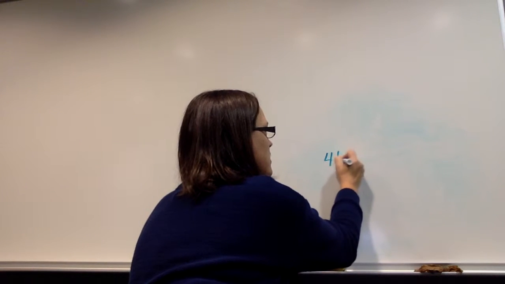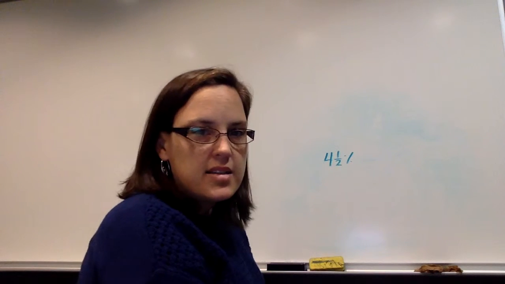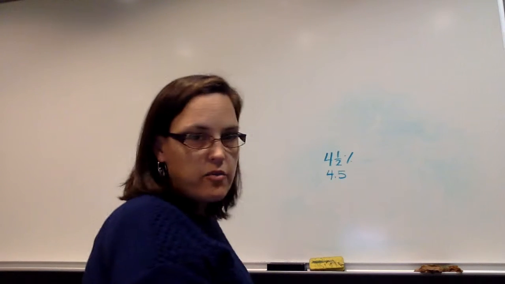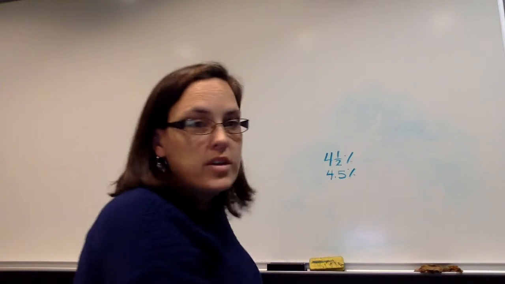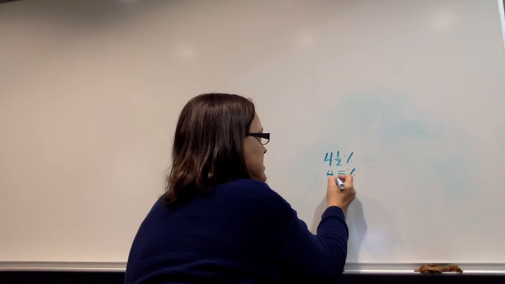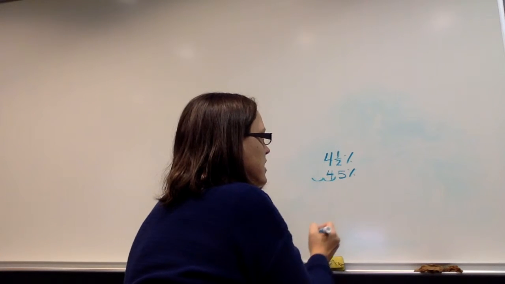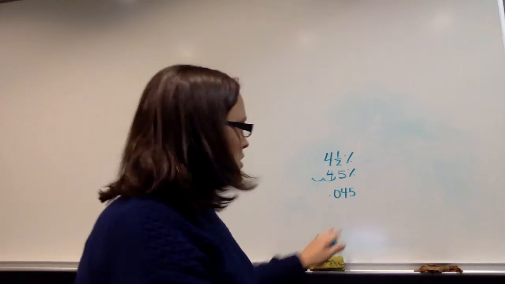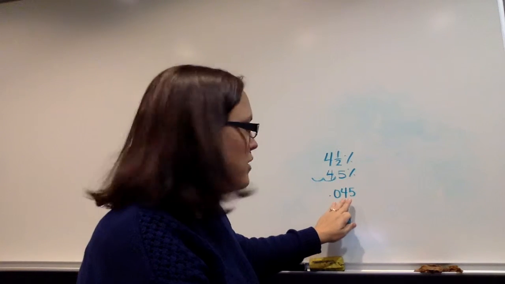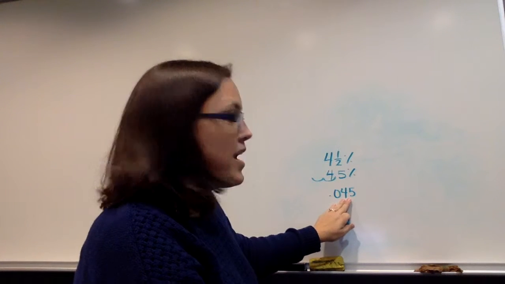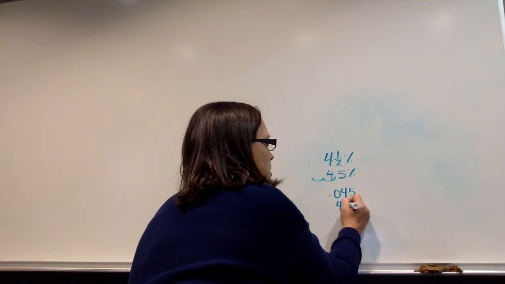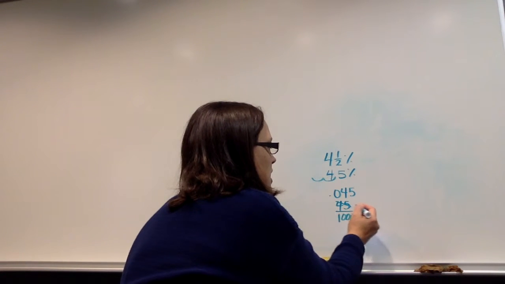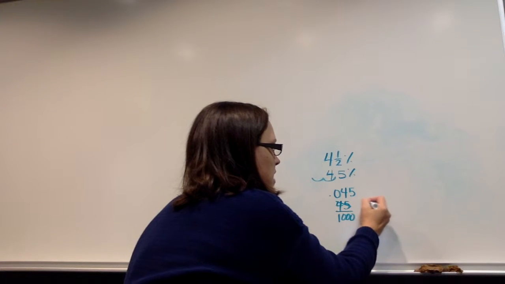So, 4.5%. One strategy is just to move that decimal 2 places to the left to get 0.045. And the appropriate way to say that decimal is 45 thousandths. So I'm going to write down 45 over 1,000. And then I can reduce that by 5. So 45 divided by 5 is 9.